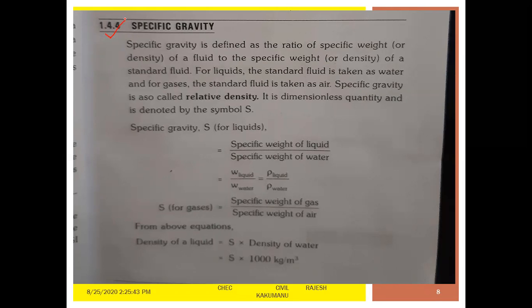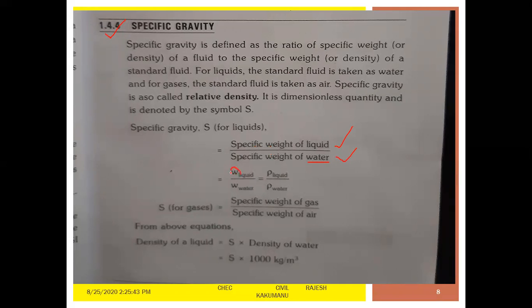Now specific gravity is also called relative density. It is a dimensionless quantity and is denoted by the symbol S. Now the specific gravity is denoted by the symbol S for liquids. What is the formula? Specific gravity S is equal to specific weight of the liquid by specific weight of the water. We take standard water, so we are applying water. Now specific weight of the liquid divided by specific weight of the water is equal to weight of liquid by weight of water.